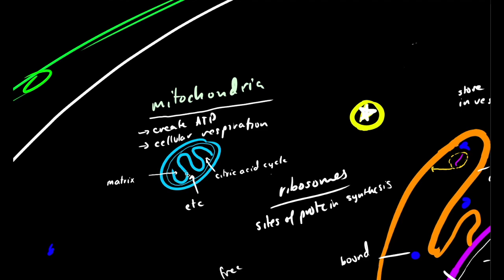And adding to that, the mitochondria is actually made up of two membranes, much like the nucleus that we have in the middle of the cell, and the space in between the two membranes is known as the intermembrane space.